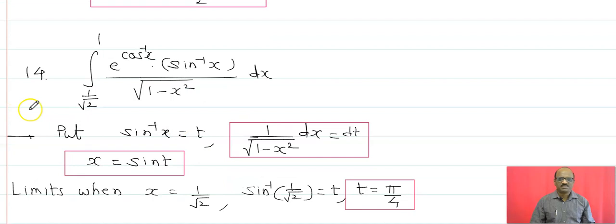Now the next problem. Integral, lower limit is 1 by root 2, upper limit is 1, e raised to cos inverse of x into sin inverse of x upon under root of 1 minus x square dx. Now put sin inverse of x equal to t. How to decide what substitution to use, we have learned in chapter number 3. Now sin inverse of x is equal to t and its derivative 1 upon under root of 1 minus x square into dx is equal to dt. What about x? x is equal to sin t.